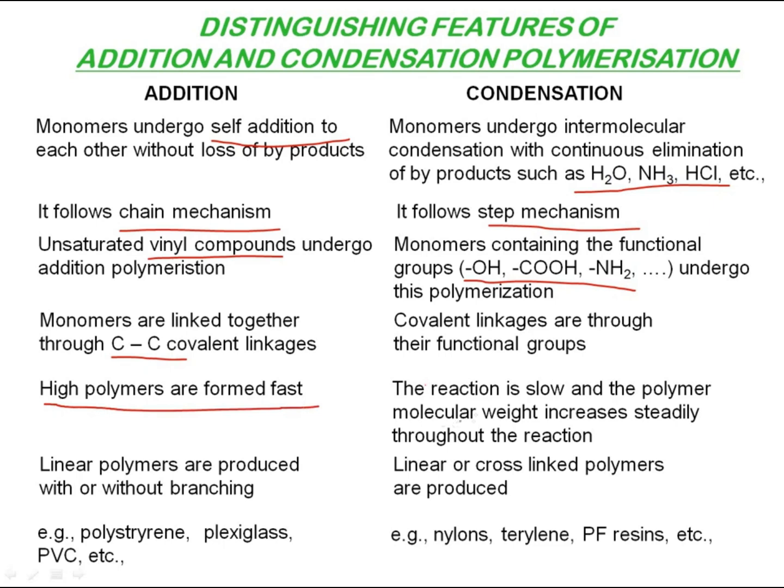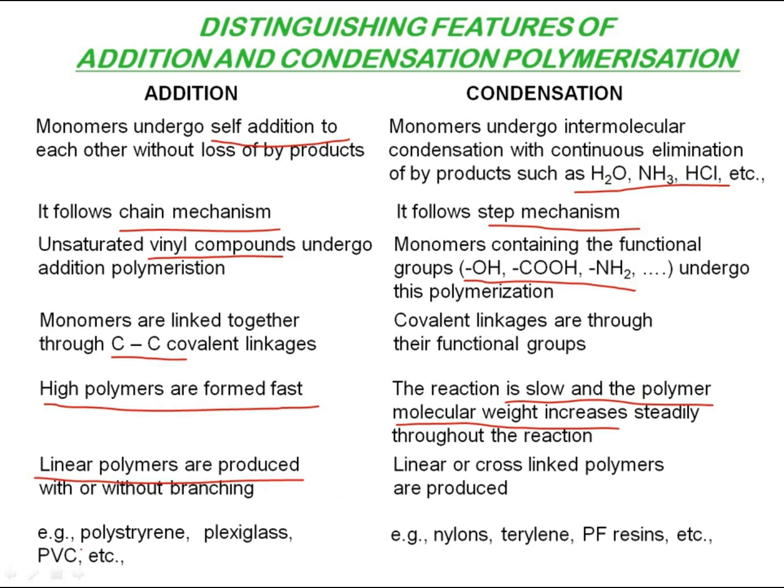Next, in case of condensation polymerization, the reaction is slow. Molecular weight increases steadily throughout the reaction. Linear polymers are formed by addition polymerization, and there is no branching because we have only double bonds, whereas in condensation polymerization, linear or cross-linked polymers are obtained.